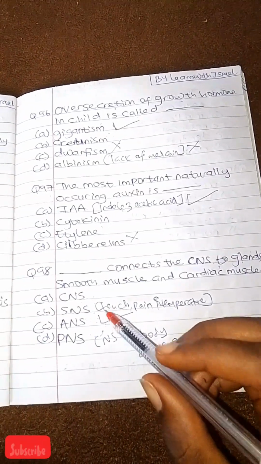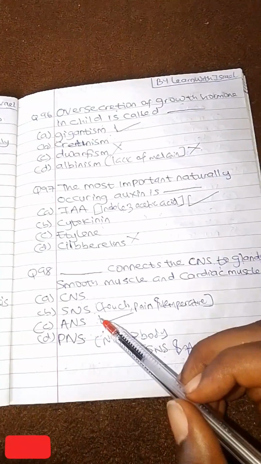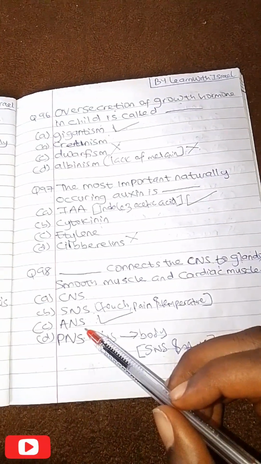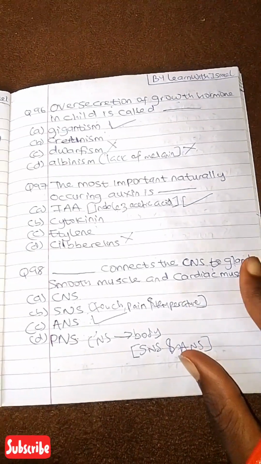So note that. And for those that don't know the meaning of CNS, SNS, ANS, PNS, you can replay the video or pause it to have a better understanding of it. So let's continue.